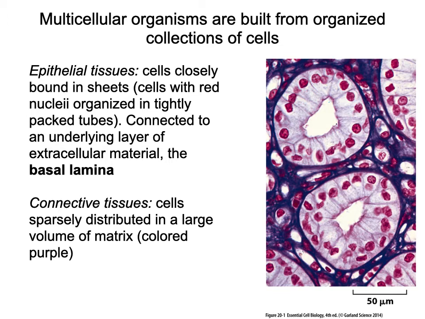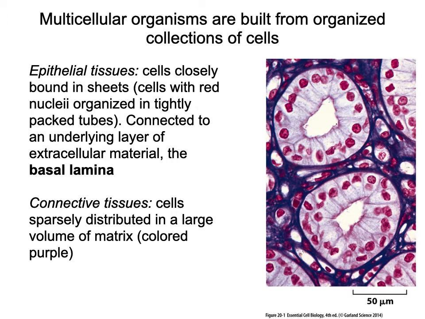So we want to keep in mind that multicellular organisms are a collection of organized tissues, or organized collection of cells, right? So tissues are just collections of cells that are organized so that they can provide their function. So for epithelial cells, what we see are that they're cells that are closely bound in a sheet. And so we can see on the image on the right how we have this layer of epithelial cells. And one of the interesting things with these epithelial cells is that we can see the nuclei, which are in red, and they're all around the same region of the cell.